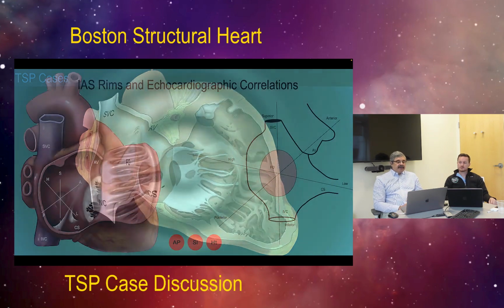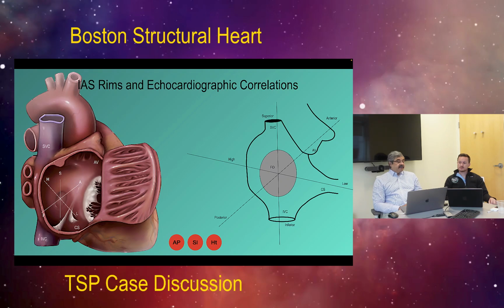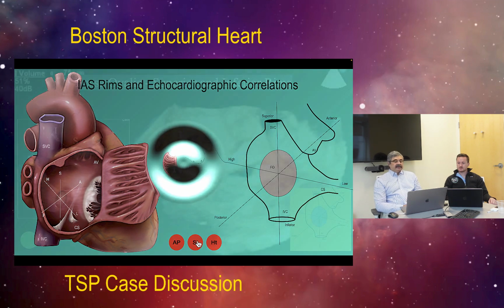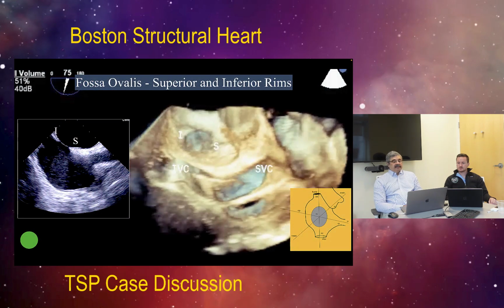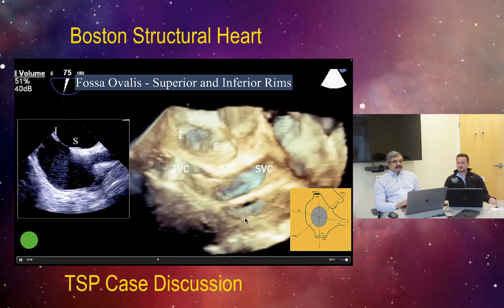But the most important thing that we want to show you is this image. We're very proud of this graphic. We created it all by ourselves, and this is the fossa ovalis as we see with echocardiography. The superior and inferior extents are seen in the mid-esophageal bicaval window, which is this one. The superior and inferior aspects are seen in the bicaval aspect of the window, which corresponds to this section.